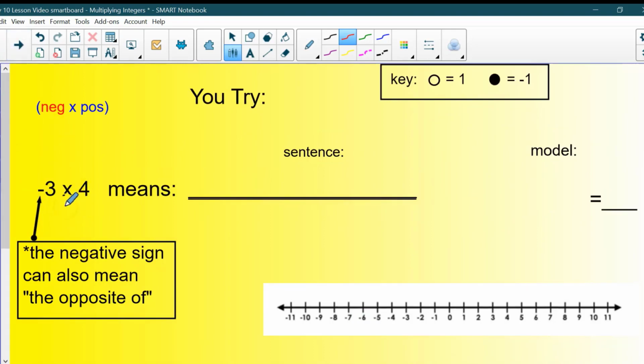So now you have -3 times 4. What does that mean? Write the sentence. Again, you're not going to say -3 groups of 4 because how do you show -3 groups? So you're going to use the other meaning for that symbol, the opposite of. Show with the models, write your answer, and do the number line. Go ahead and press pause, and when you're done, press play and you'll get 2 quiz questions. Go ahead and pause.